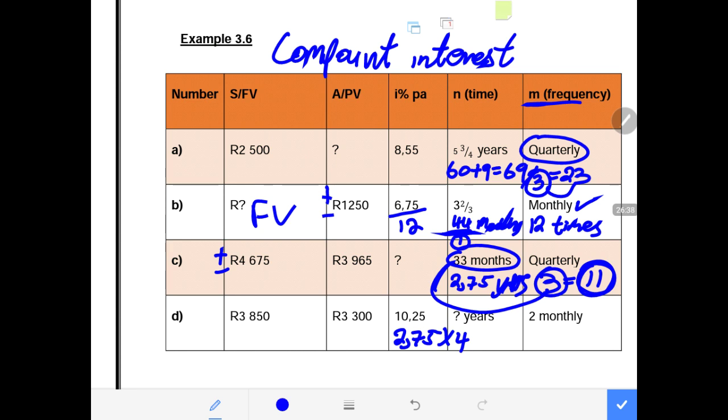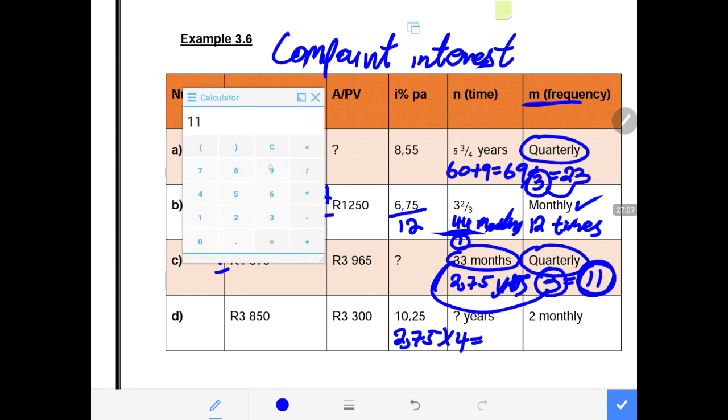2.75 times by 4. If you have the figure as the number of years, you multiply by the number of compounds in a year. If the interest is compounded quarterly, that means we are compounding it 4 times a year. So now you multiply 2.75 by 4, and we get how much? 11.